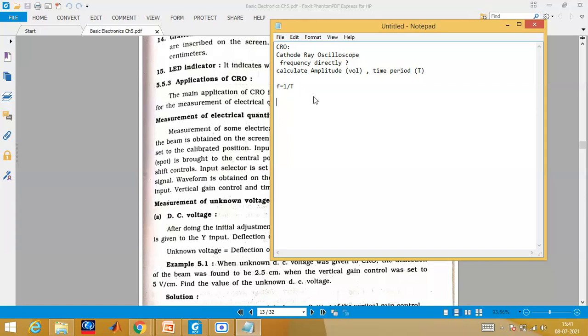But nowadays, several new types of oscilloscopes are coming where you can directly see what the time period, the frequency, and the amplitude are. All values will come in a digital way, displayed on a digital display. In a CRO, now they are giving you a digital display where you can see how much voltage, how much time period, and what the frequency of that particular signal is. That also comes in new types of oscilloscopes. But anyhow, if it is not given, we have to calculate.